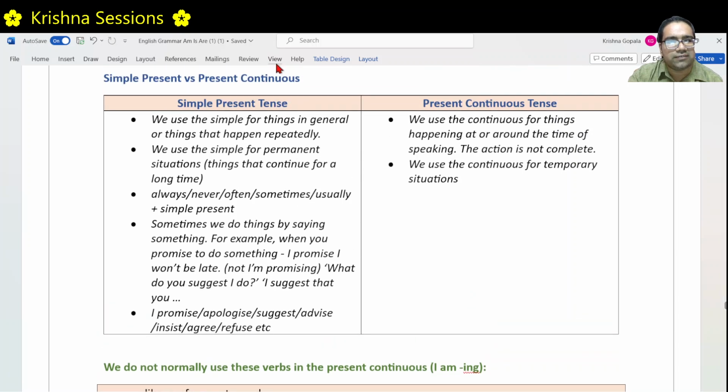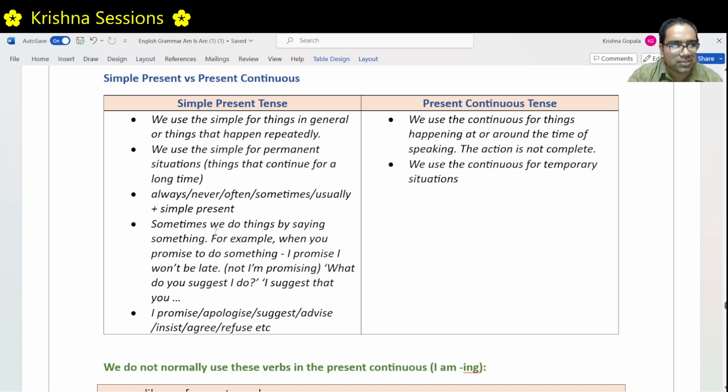Apart from this, let us just revise the difference between simple present and present continuous. Simple present we use for general things that happen repeatedly. Continuous is about what is happening right now at the time of speaking. Continuous is for temporary things. Simple present is for permanent things. And with always, never, often, sometimes, usually we use simple present.